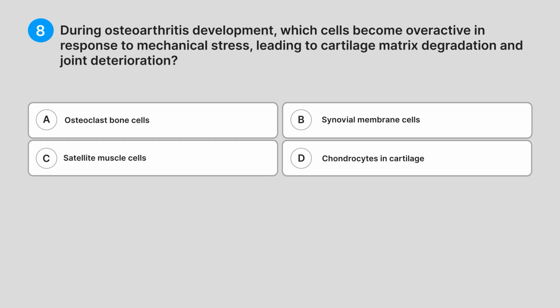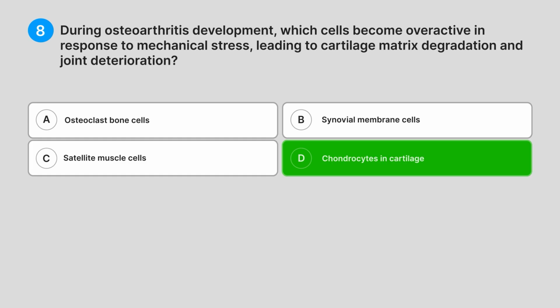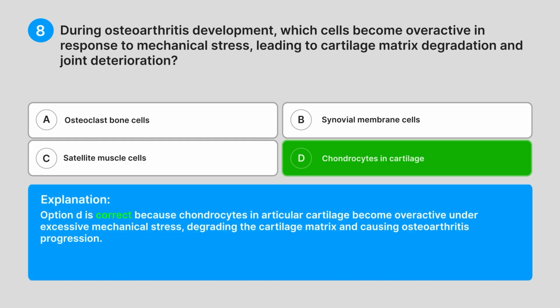Correct answer, D. Chondrocytes in cartilage. Explanation. Option D is correct because chondrocytes in articular cartilage become overactive under excessive mechanical stress, degrading the cartilage matrix and causing osteoarthritis progression.